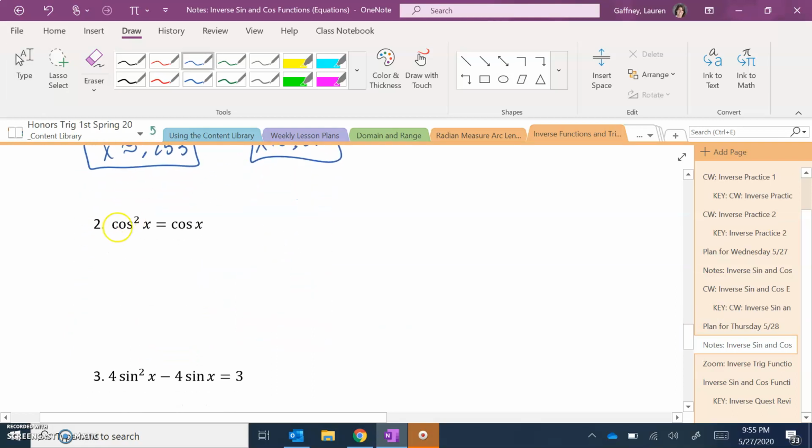All right, one like this. So when you look at this, do not divide cosine x out from both sides. You're going to lose a potential answer. So let's subtract the cosine over so we get it equal to 0. Now you have a GCF of cosine, so let's factor that out. Set each piece equal to 0.